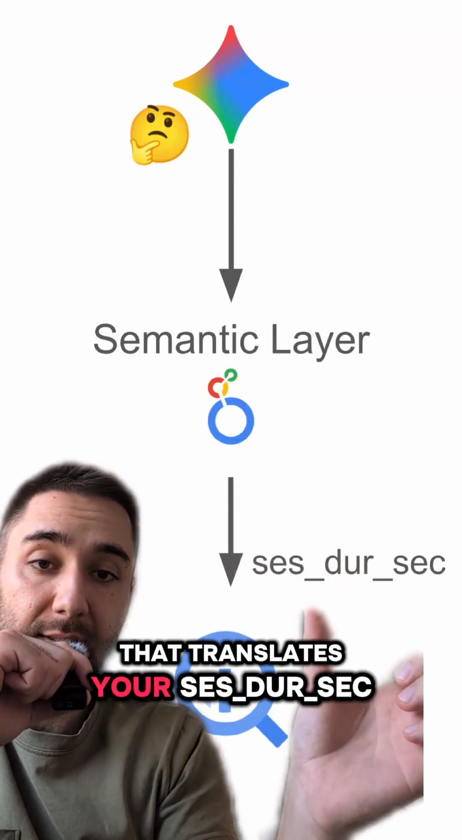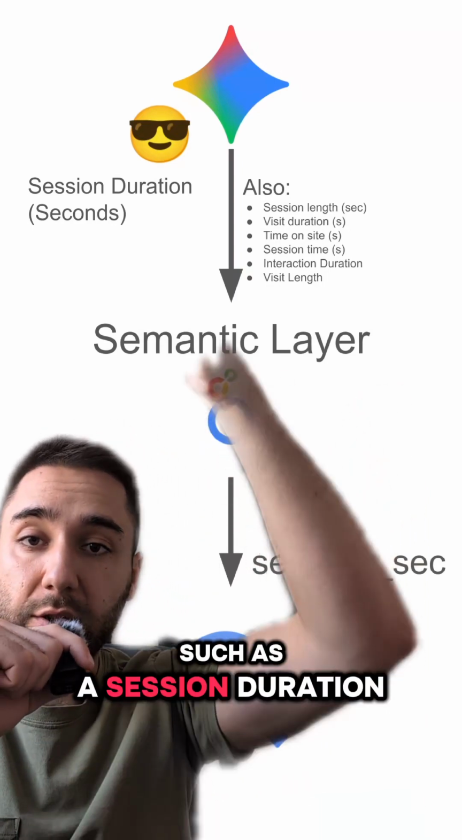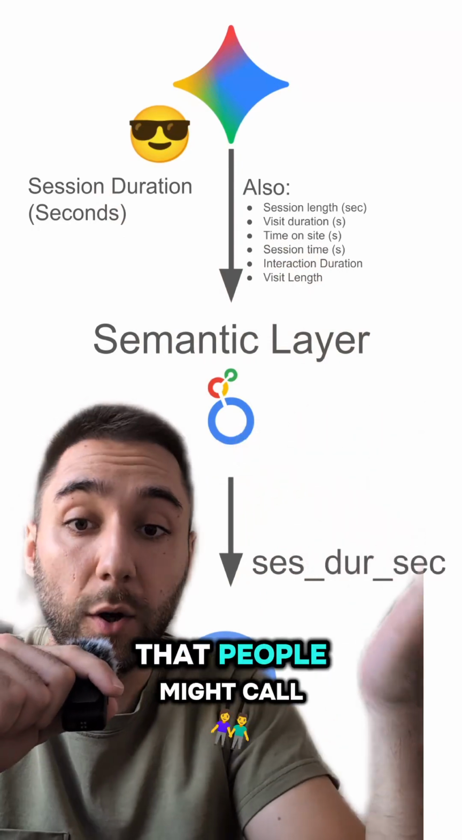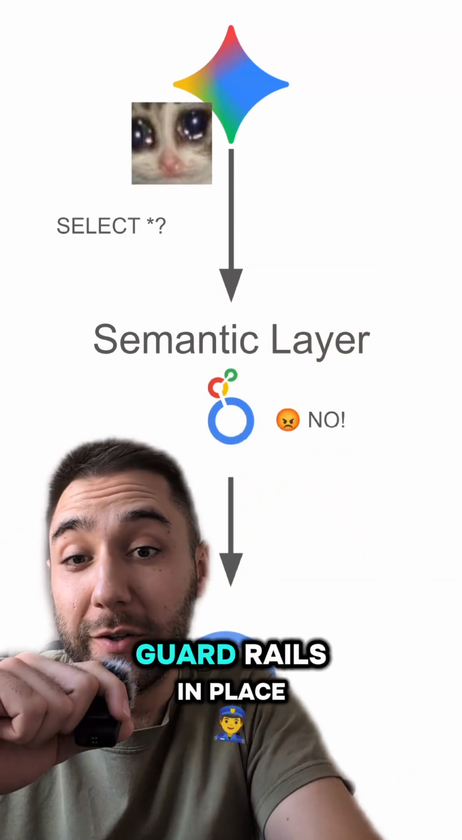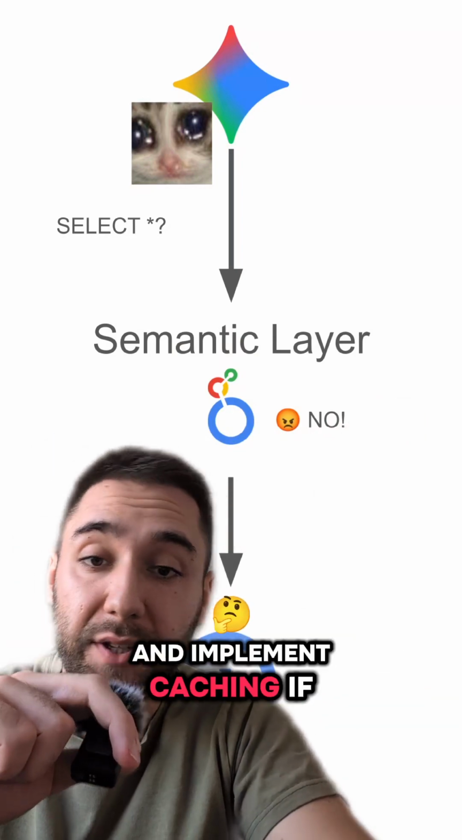That translates your ses_dur_sec view into something that's way more understandable for an LLM, such as the session duration in seconds. It also gives you the ability to add synonyms, so like other things that people might call session duration in seconds. You can also put guardrails in place so it doesn't do select star. Looker just blocks those kinds of requests. And implement caching if that's something that you'd like.